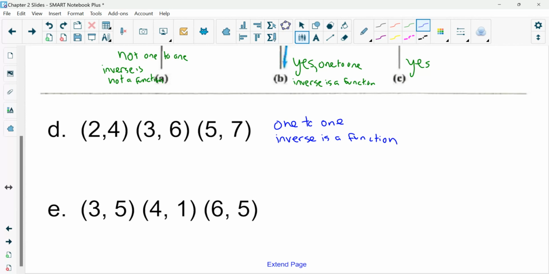What about E? What do we think about that? What do we know? It's not one-to-one. We have two 5s in those y values, right? There's a y of 5 here, a y of 5 here. So that's not one-to-one. And again, that means our inverse is not a function.